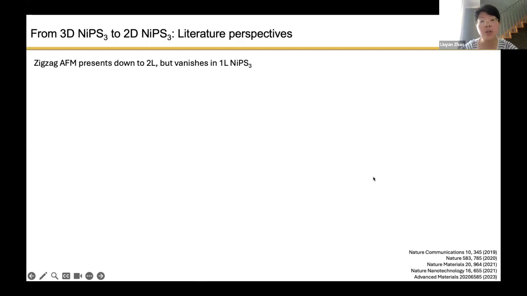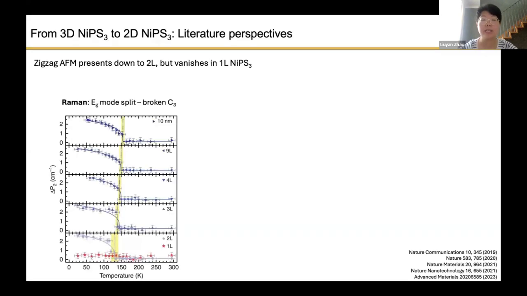So this is mainly told by different optical techniques. For example, in Raman spectroscopy, they focus on this E_g mode splitting. You can see that the E_g mode splitting survives all the way down to the bilayer and vanishes in monolayer. So this proves the broken threefold rotational symmetry.